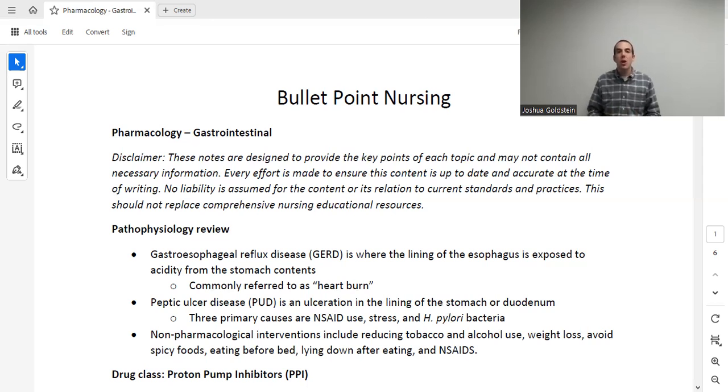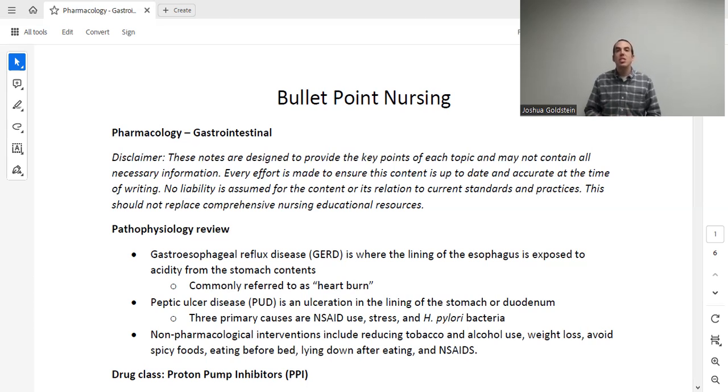The three primary causes of this are NSAID use or overuse of NSAIDs, such as ibuprofen or indomethacin; stress, as in the quote that you may be familiar with, don't get yourself worked up, you're going to give yourself an ulcer. This is what they're talking about. And finally, H. pylori, Helicobacter pylori, a gram-negative bacteria, which is another one of the common causes of peptic ulcer disease. Next, we're going to talk about some non-pharmacological interventions.